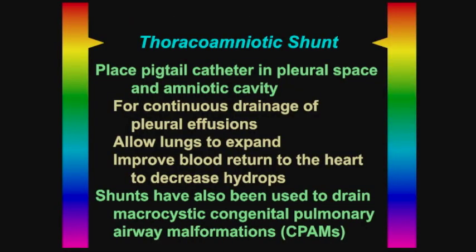But if the fluid reaccumulates, we sometimes have to put in a shunt. The shunts that we put in are a catheter with a pigtail, so that one end is in the pleural space and the other end is in the amniotic cavity. And this allows for continuous drainage of the pleural fluid, permitting the lungs to continue to expand and grow as pregnancy progresses. The other thing this does is it takes the pressure out of the thorax, allowing for improved return of blood to the heart, and this decreases any hydrops that might develop.